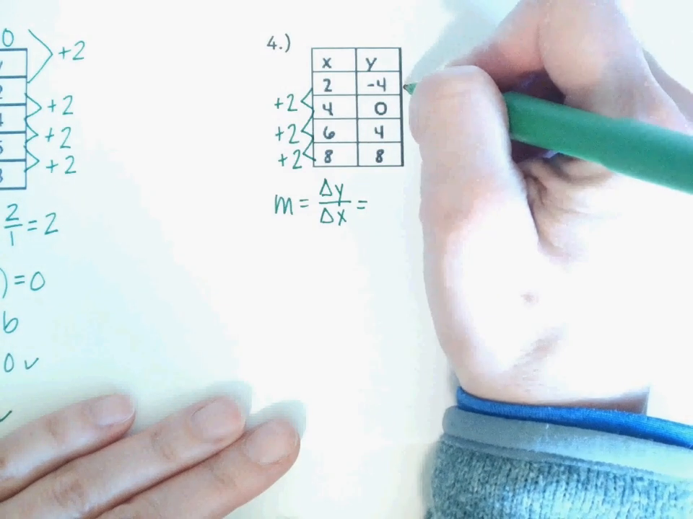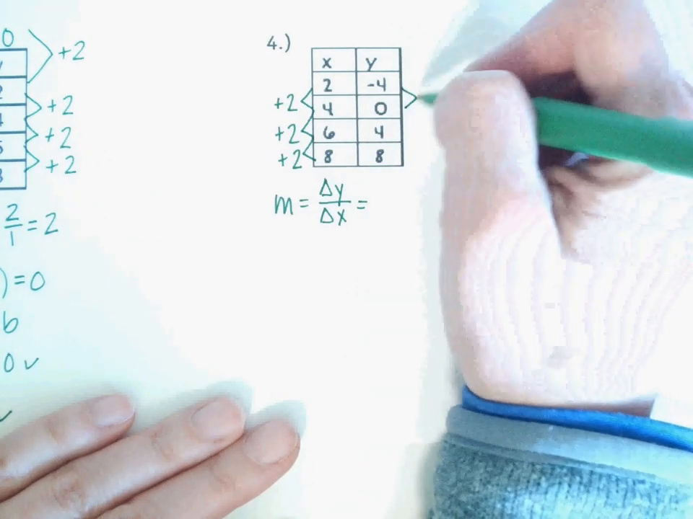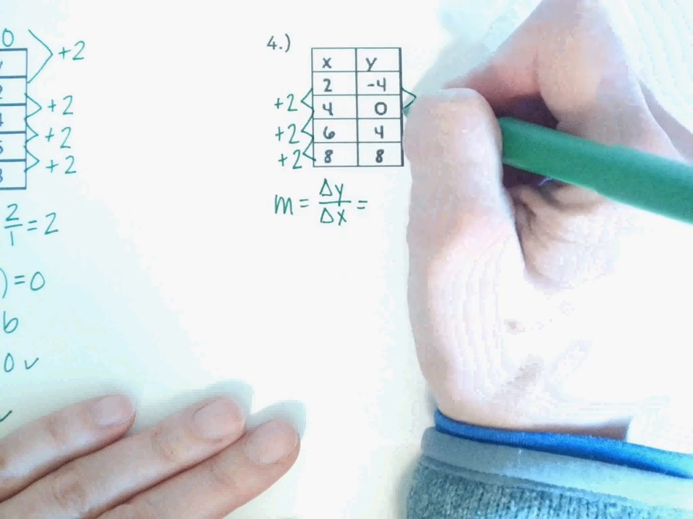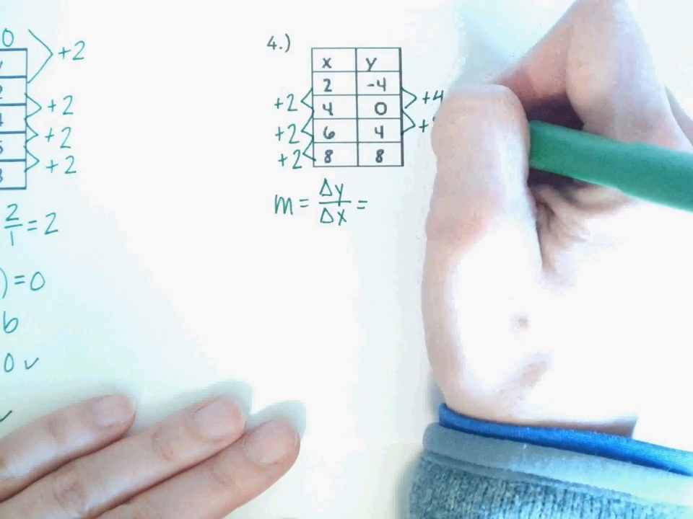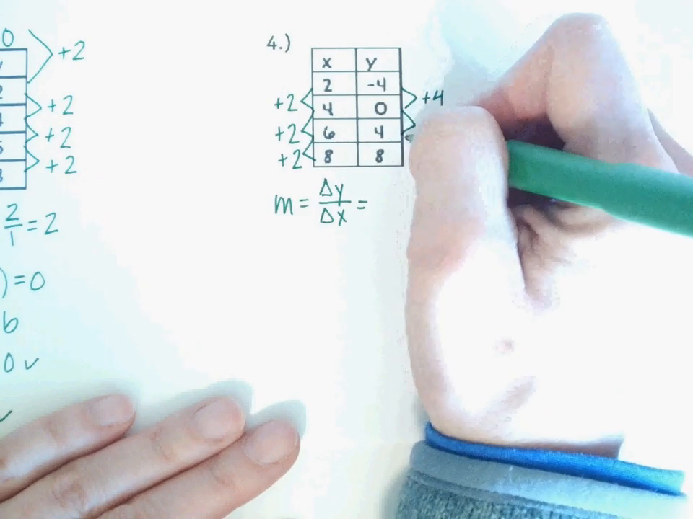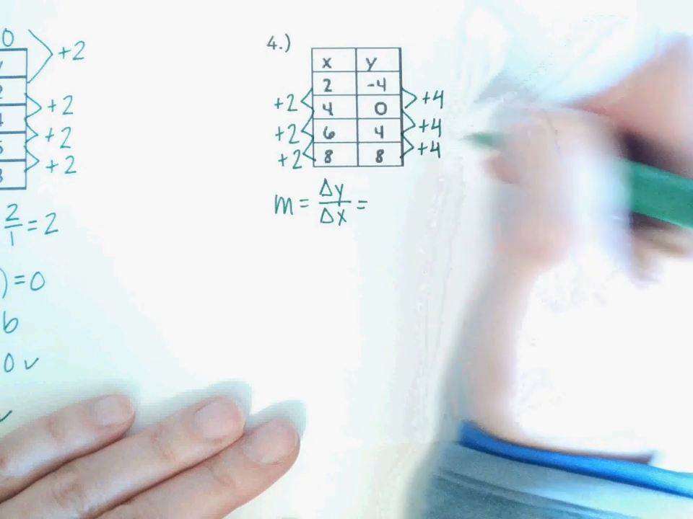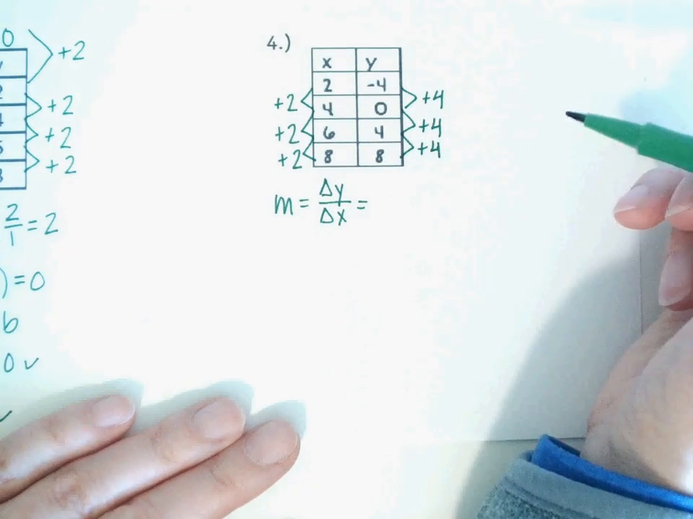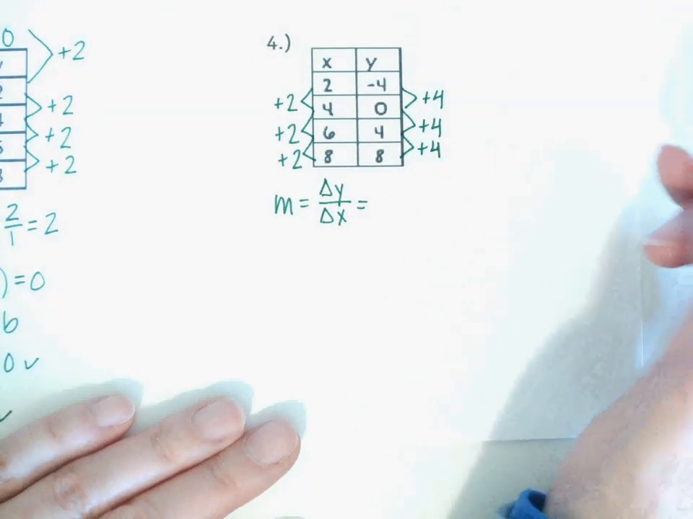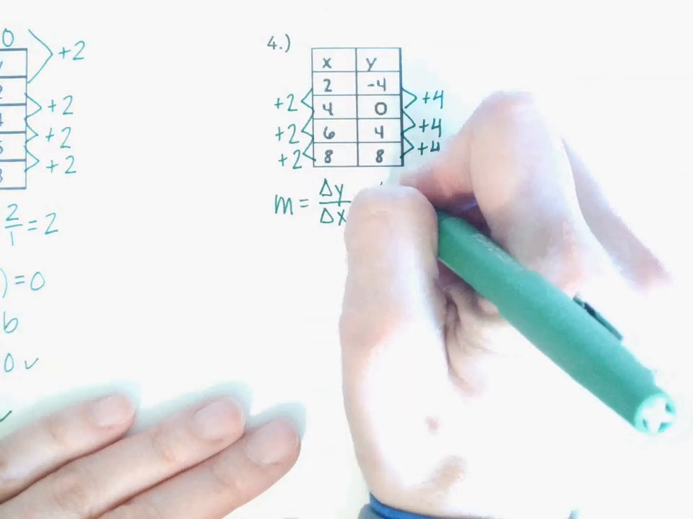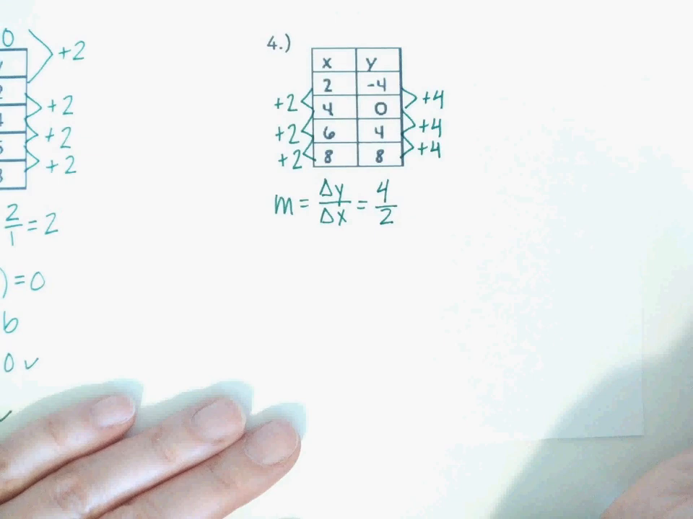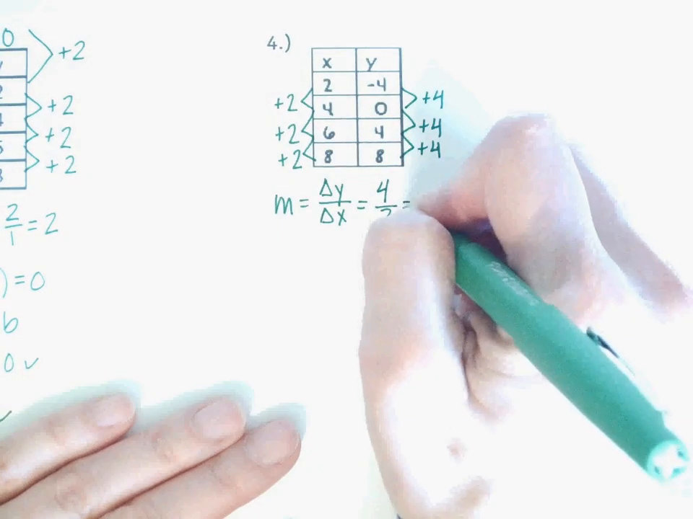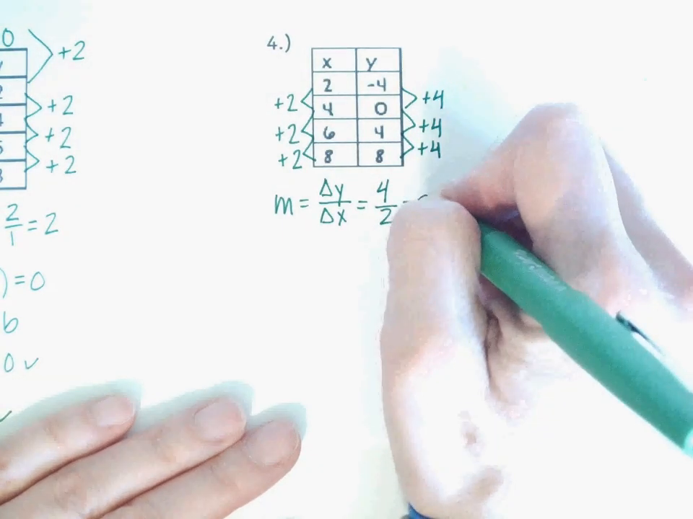For my y coordinates, from negative 4 to 0, I add 4. From 0 to 4, I add 4. And to get from 4 to 8, again, I'm going to add 4. So I have the pattern of adding 4 each time here. We're going to write this as y over x, so 4 over 2. I can simplify this. If I divide this in my calculator, I get 2.